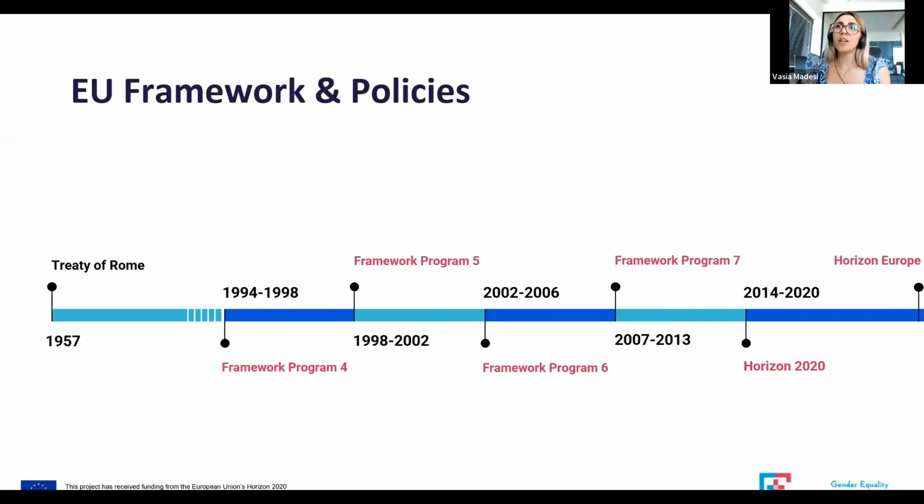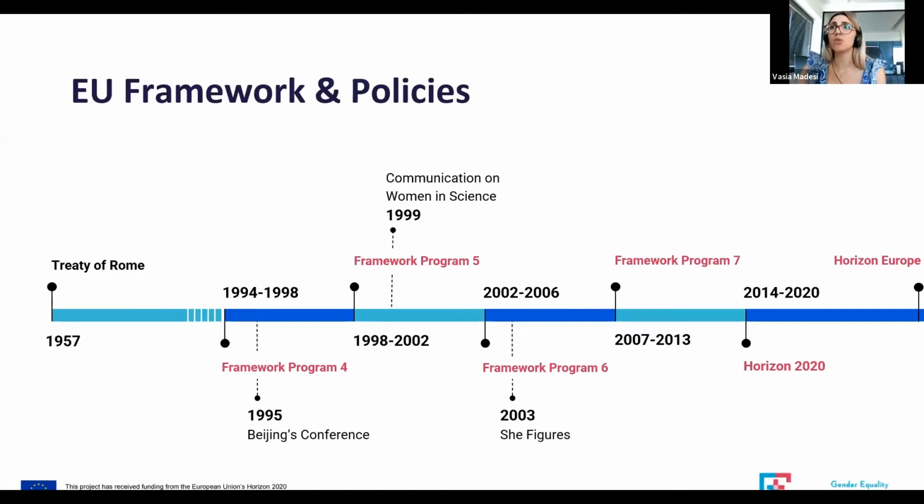So this graphic here presents a summary timeline, starting from the Treaty of Rome in 1957 and moving on to the 20 recent years of the long history of gender and research policies at EU level. You will see that the first EC communication on women in science dates back to 1999.